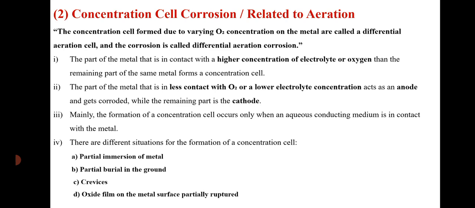Concentration cell corrosion occurs only when an aqueous conducting medium is present. It occurs in the following situations: partial immersion of the metal, partial burial in the ground, crevices, and partial rupture of the oxide film.